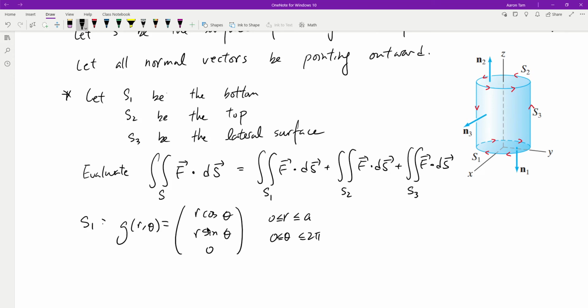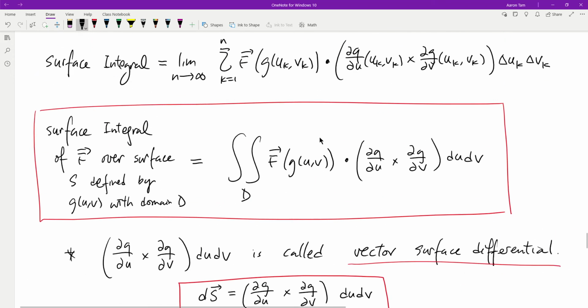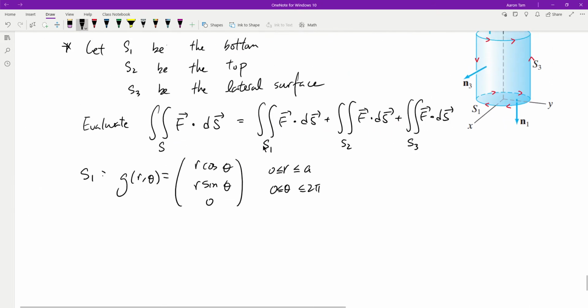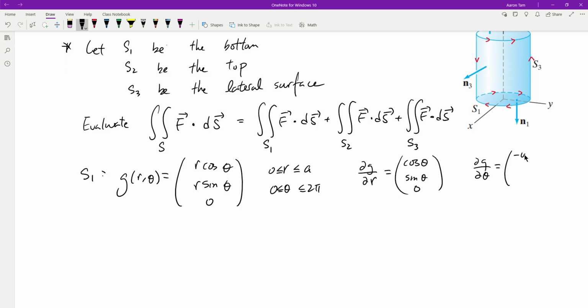So to use the parameterization to form my surface integral, I will need to form these cross products. So I'm going to go ahead and do that. So dg over dr would equal cosine theta, sine theta, 0. And dg over d theta would equal negative r sine theta, r cosine theta, 0. Oh, I'm sorry, r.